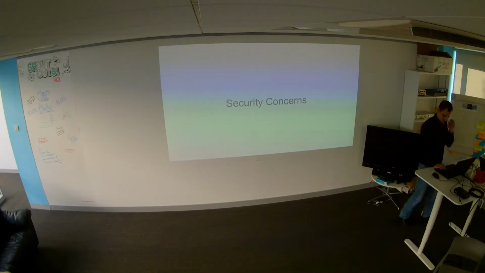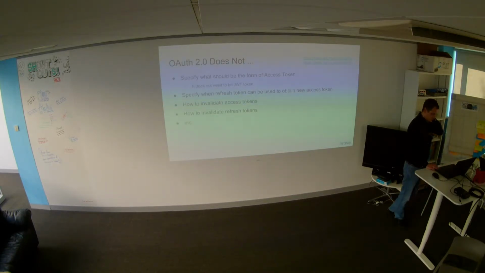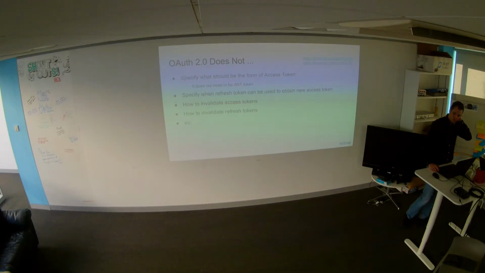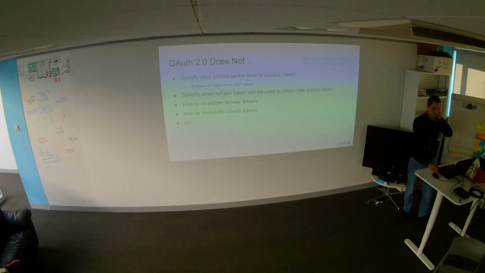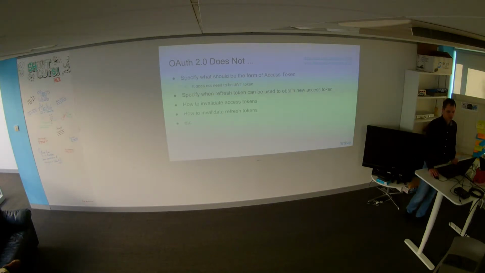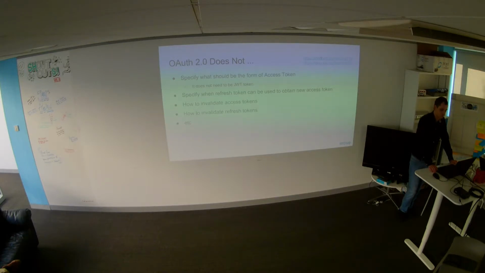Security concerns. So although OAuth 2.0 specifies really a lot of what should be done, what the responses should be, what should not, and those are, let's say, two Bibles to read, very difficult to read, but they contain all the details.